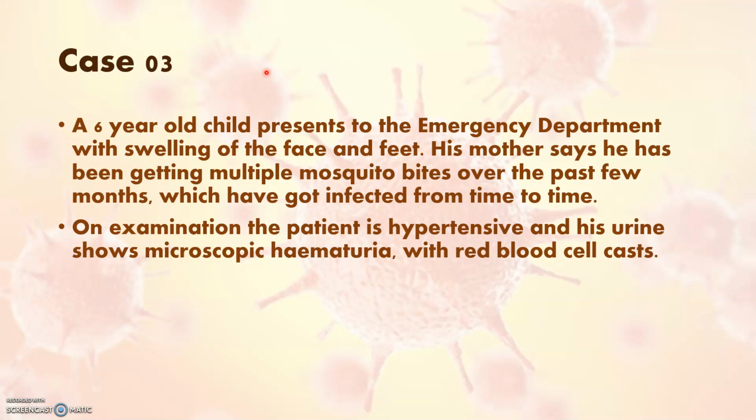He's been having multiple mosquito bites over the past few months, and some have got infected. He's hypertensive. He has microscopic hematuria with red cell casts. Stop the video, see if you can figure out what condition this is and everything you know about its pathophysiology, clinical features, complications and treatment.